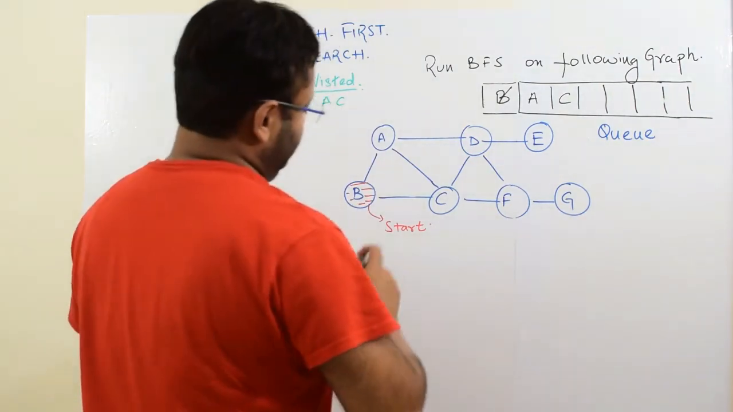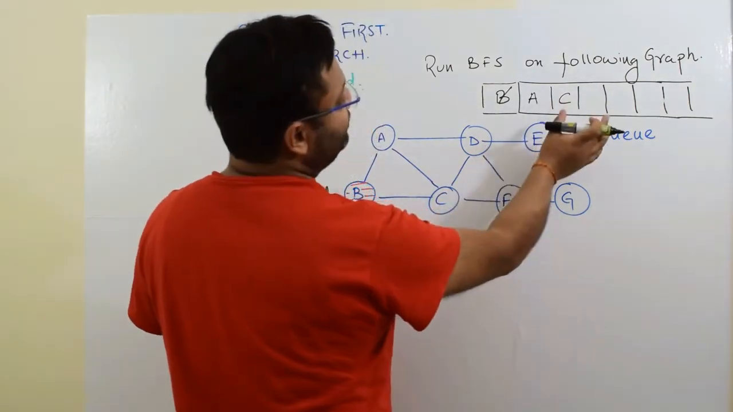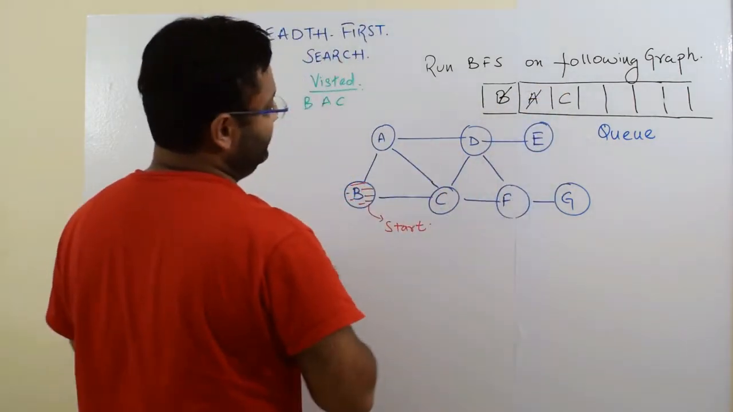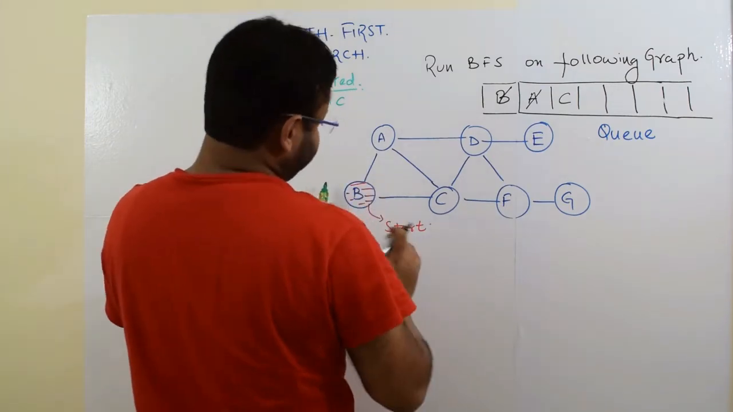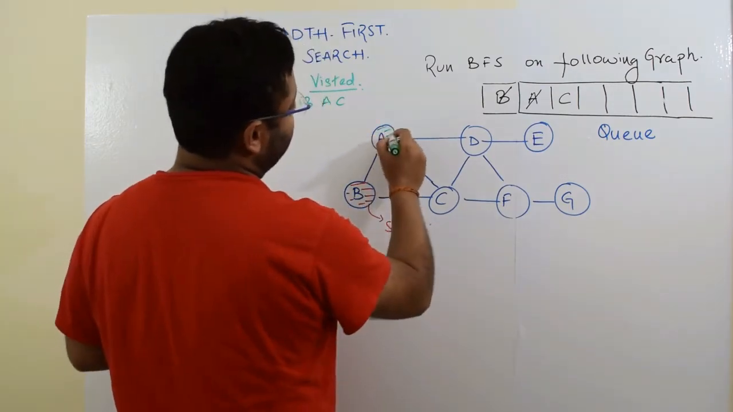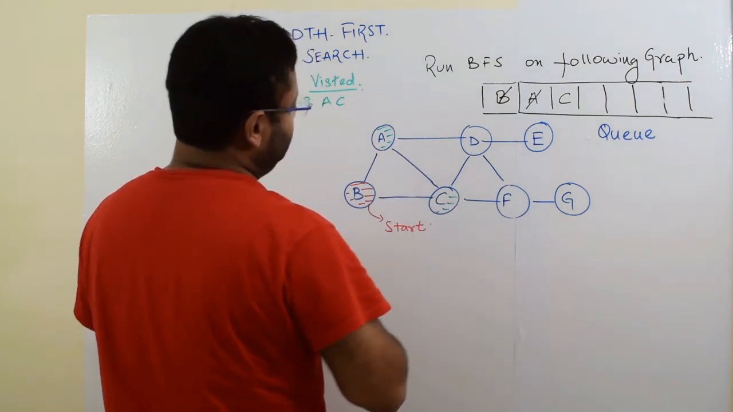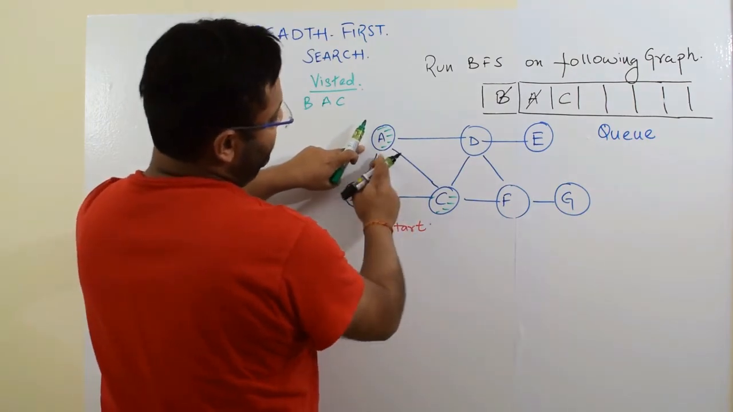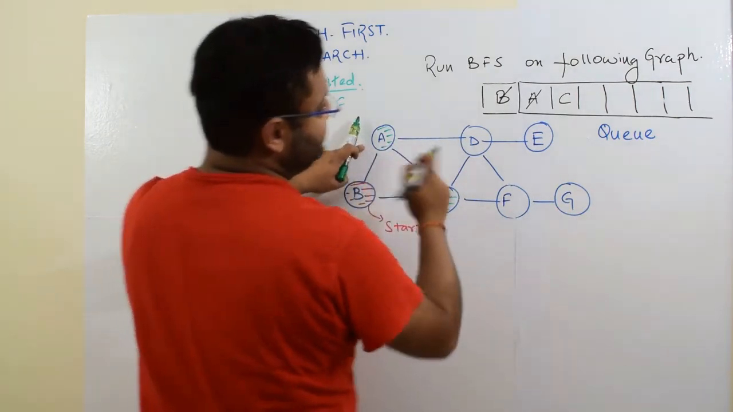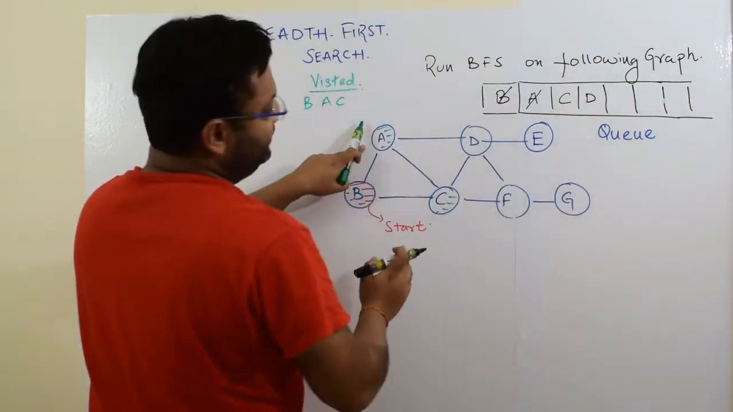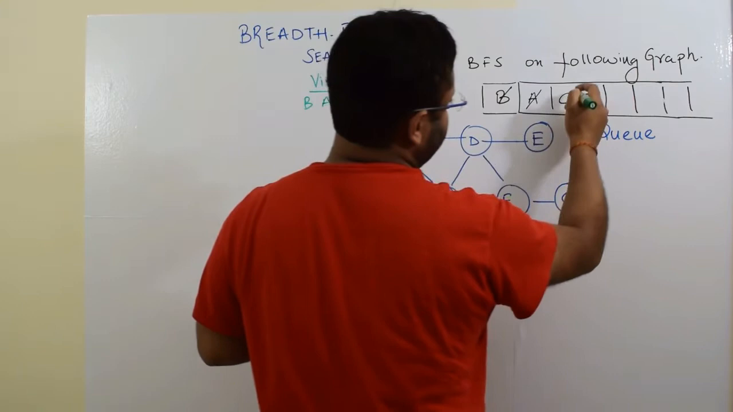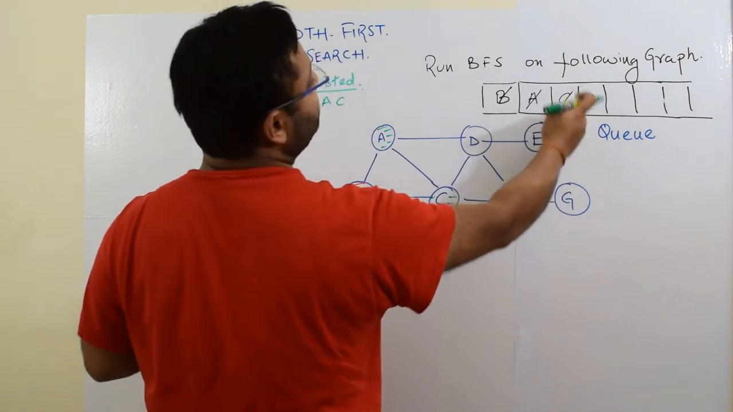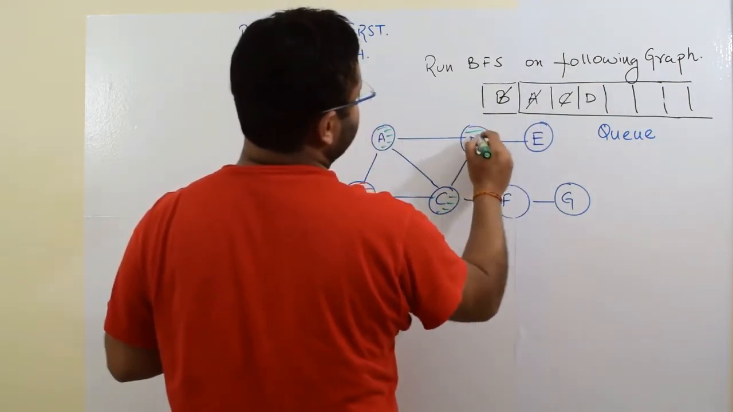Now which element should I DQ? This is a Q data structure, so I have to proceed from the front. So I'll take A out. Now I've taken A out and I'm also marking it visited, like this, right? So now A is out. What are the neighbors of A which have not yet been visited? Definitely only one, that is D. So I'll push D into the Q. Now which element should I take out? C, correct? Once we push D into the queue, we'll mark it as visited.